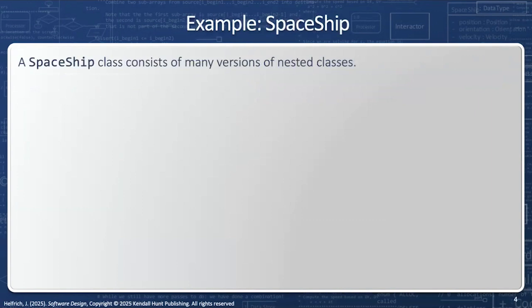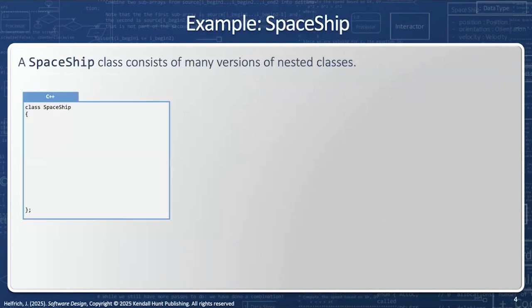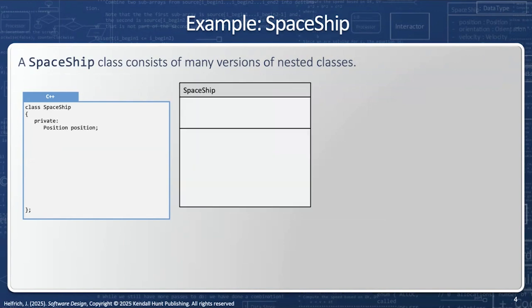Okay, let's take a look at something far more complicated. I'm going to have a SpaceShip class. And a SpaceShip class is going to say in C++ class SpaceShip, and then I'm going to say private position. So I'm going to have a SpaceShip class, and I'm going to have an attribute position, which is private. Now, this position class is related to SpaceShip by composition, but I can use position in any other context, not even involving a spaceship. Therefore, it's not nested.